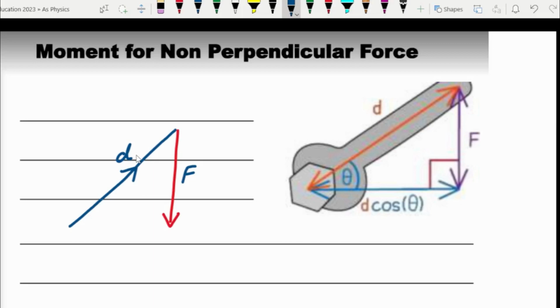I hope you remember how to resolve vectors into perpendicular components. This angle is given as theta. If this angle is theta, this is your displacement vector. So what you need to do is draw a vector and resolve it in such a way that one component is along the y-axis in this situation and the other one along the x-axis.